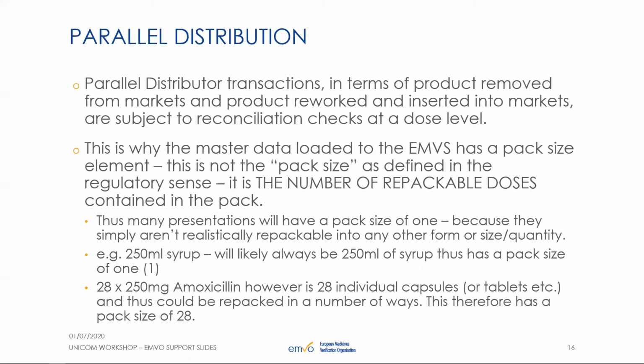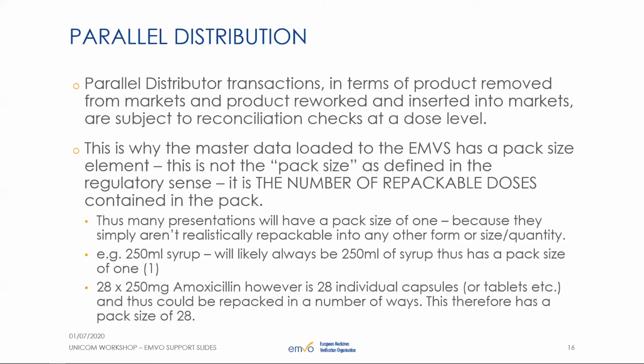So that's also the reason why, when we have a syrup in a bottle, as we will not open and repack the liquid, the pack size of the bottle is 1. In the amoxicillin example on the lower part of the slide, 28 tabs of 250 milligrams, the pack size is 28. But for a 28-pack of contraceptive pills, it's still 1, because all the pills are not the same and you can't open the blister and repack them. Next slide.